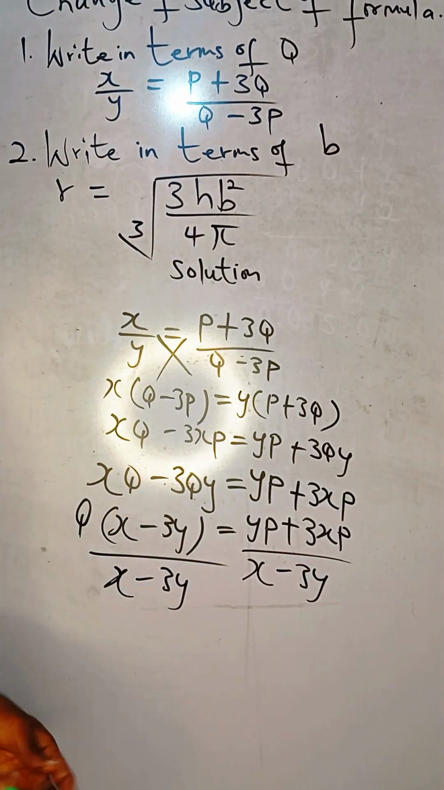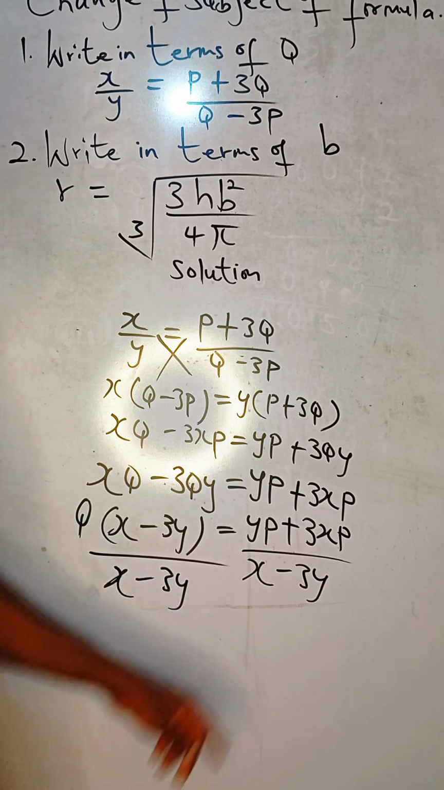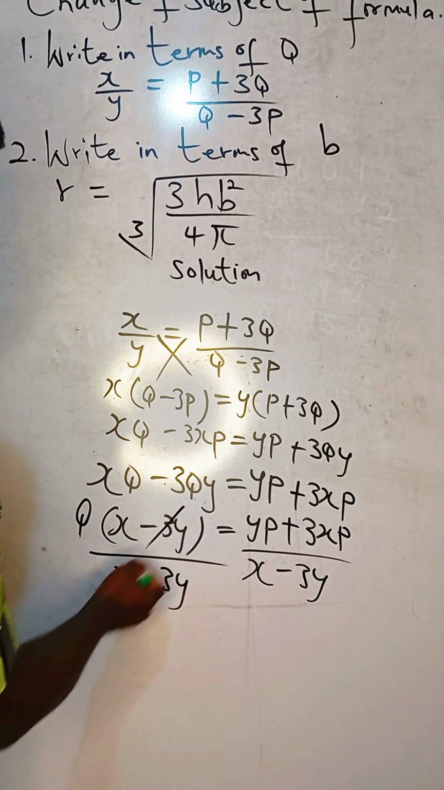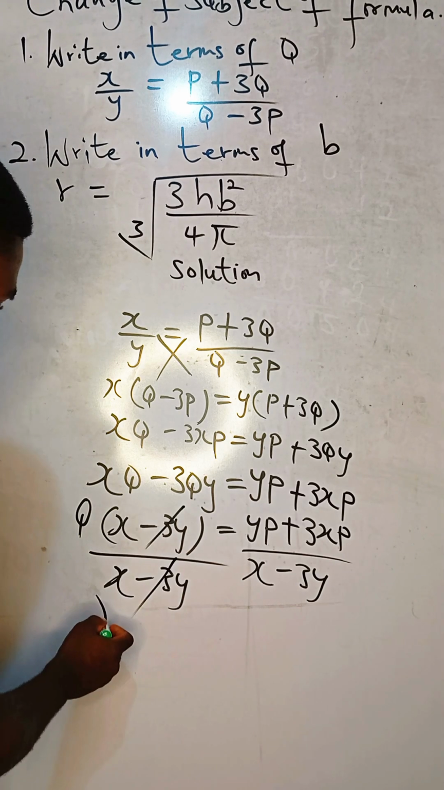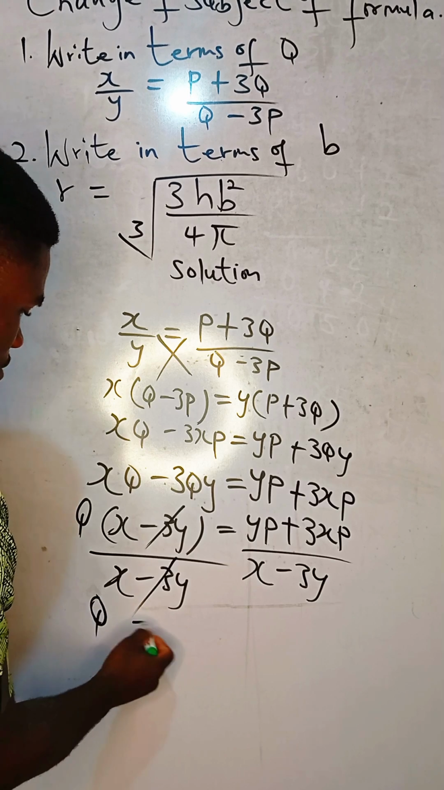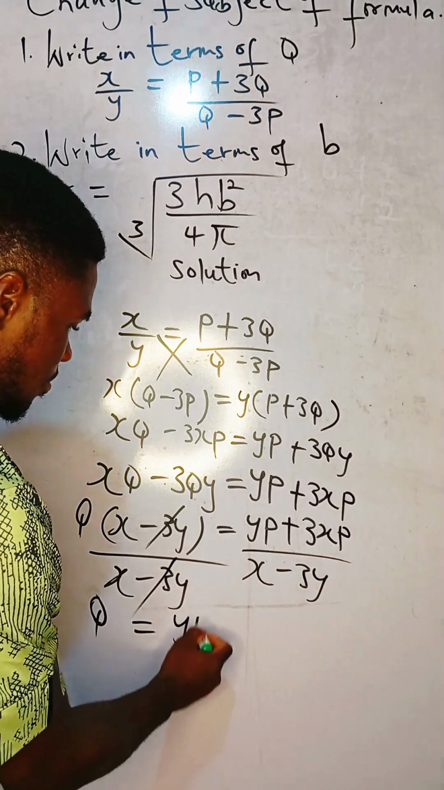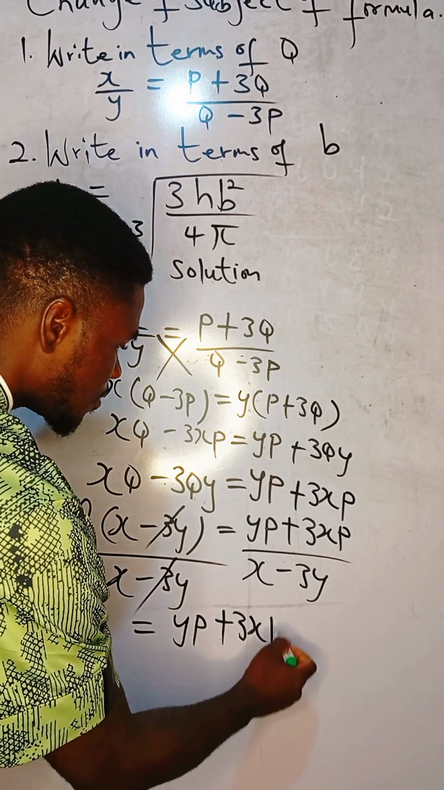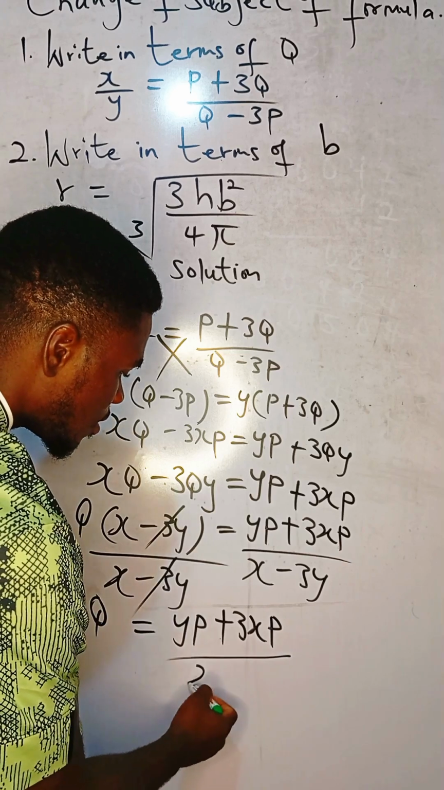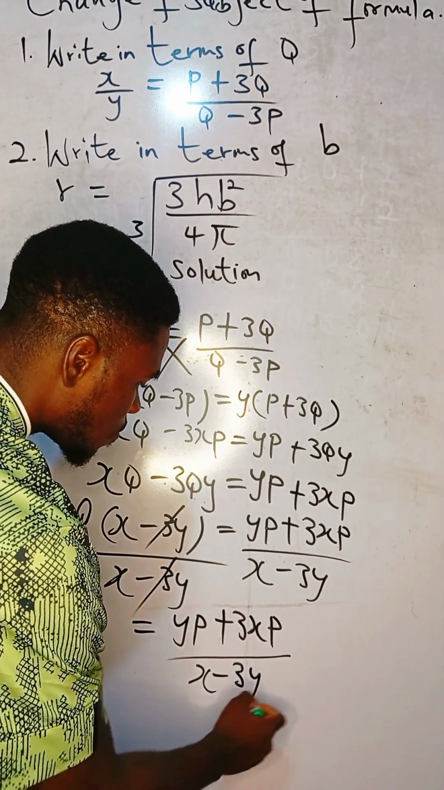Remember in the equation, whatever you do to the left hand side, you do to the right hand side. So x minus 3y is going to cancel out x minus 3y. Now q is going to be equal to yp plus 3xp over x minus 3y.